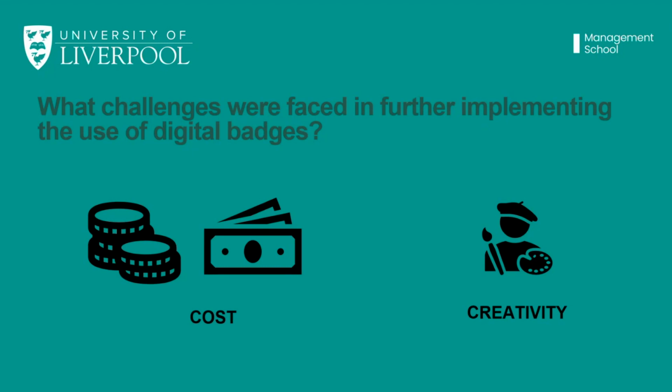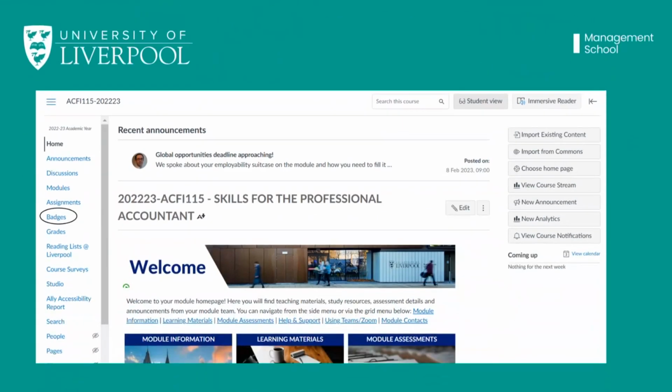So how did I address the cost and the creativity issues moving forward? Well, Will dropped me an email one month. He's like, Chris, have you seen that Badger is integrated into Canvas? I was like, Will, that's brilliant. Thank you so much. So there is a badge awarding platform integrated into Canvas called Badger. So that solved one of the issues in terms of cost.